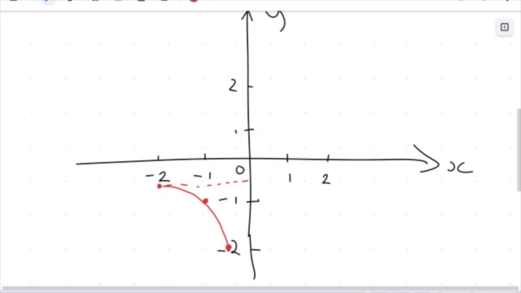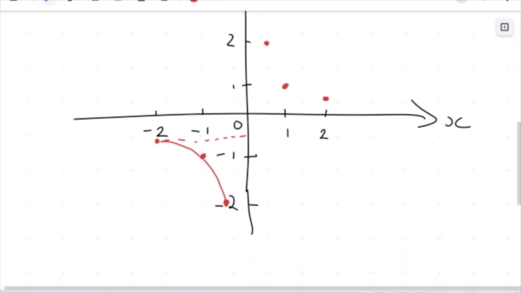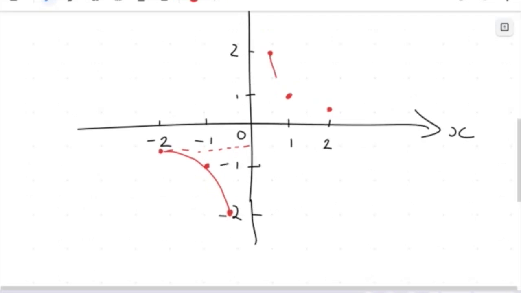So when x equals 1/2, y is going to equal 2. So that's about here. When x equals 1, y equals 1. When x equals 2, y equals 1/2. It gives me something like that. Okay, we're going to draw this in again to here. So that's cool, but I don't know about you guys, this really doesn't tell us about the big picture. This looks like 2 different graphs sitting in different quadrants.